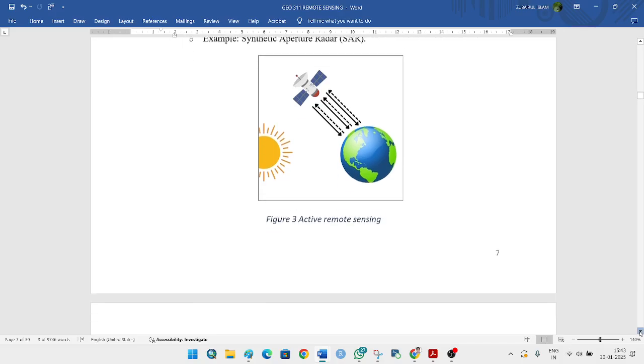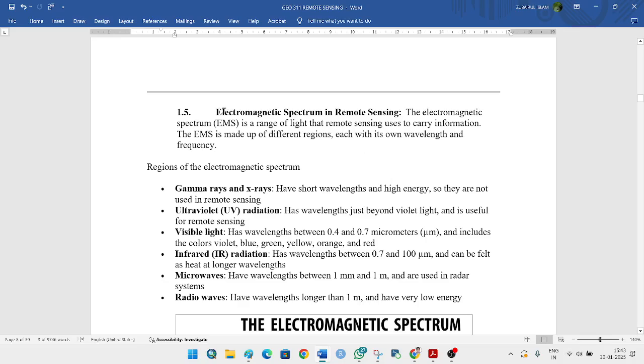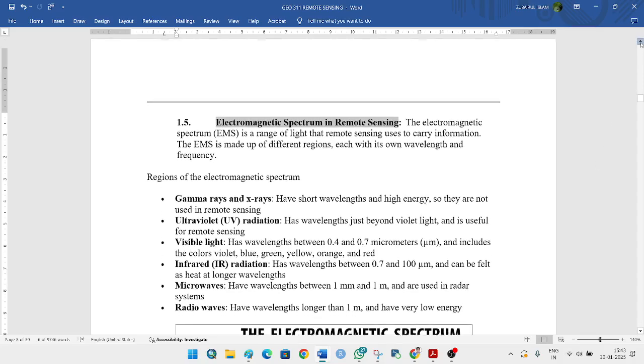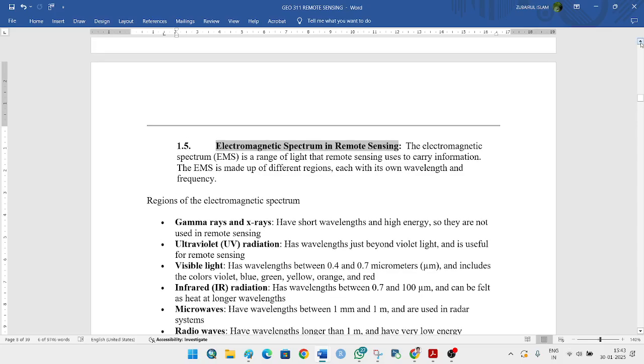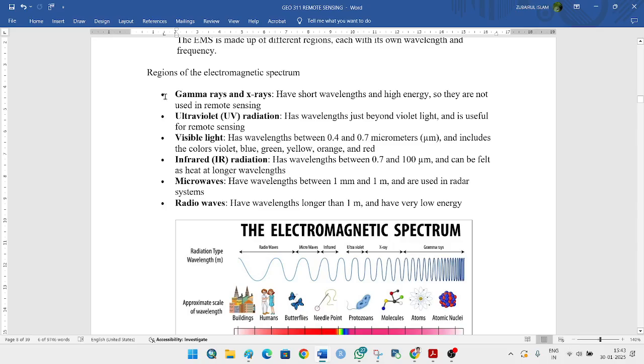So these are the types of remote sensing. Now we move to 1.5, that is electromagnetic radiation. So electromagnetic radiation is related to the first component. We are talking about the sun. So this is the energy. We should know the energy characteristics. There are different bands, different regions.